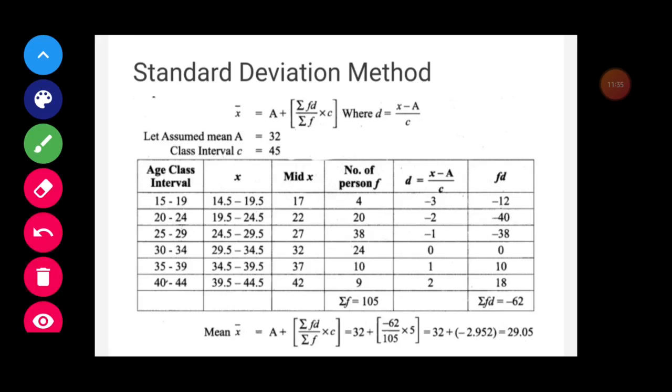Next we write the given f values: 4, 20, 38, 24, 10, 9. Now when it is the step deviation method, we choose d as x minus a by c. Here we first take the assumed mean. There are common values, so we can choose from either place. Here I am choosing 32 as the assumed value.